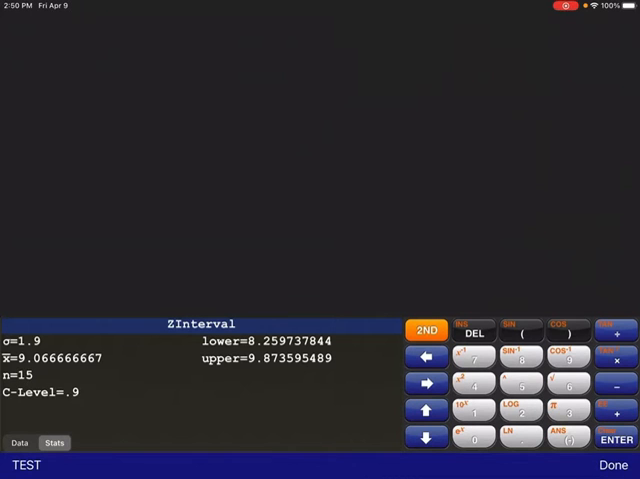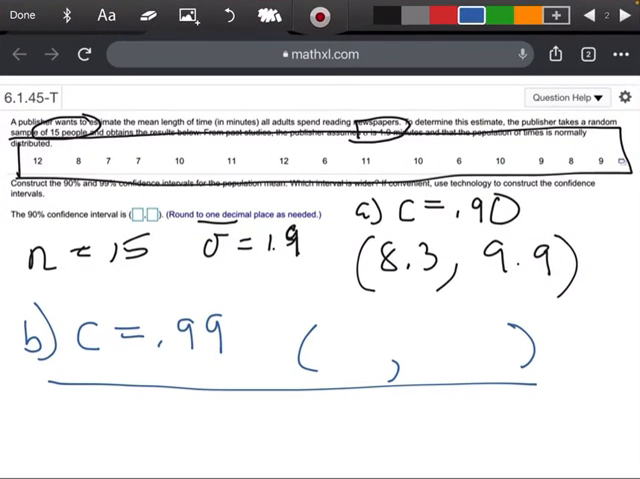So I'm going to come down here. Look, the only thing that's going to change is my confidence level. Instead of 0.9, it's going to be 0.99. Nothing else has changed, but once I move my little arrows, you can see that my values have changed. Now, remember, I'm still going to 1 decimal place, so I'm going to have 7.8 and 10.3. Okay, let me pull this back up. We have 7.8 and 10.3.